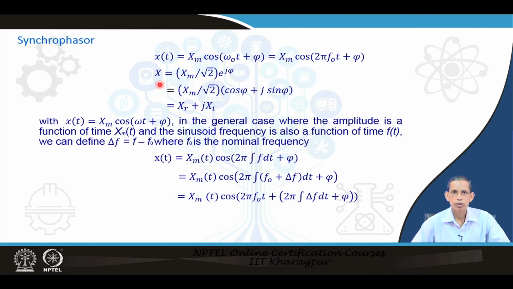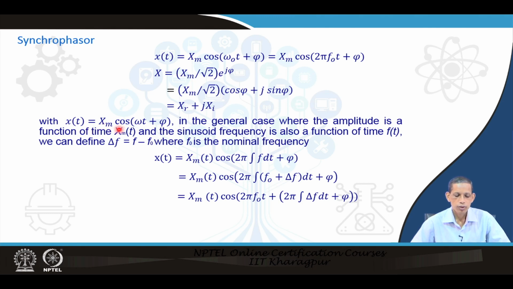We did not bother much about the accuracy of the different protection elements, because our main concern was speed. Let us see this x(t) signal represented as X_m cos(omega t + phi), where omega_0 = 2 pi f_0 corresponds to the nominal frequency. Then we represent the corresponding phasor as X_m upon root 2 e to the power j phi, and we divide it into real and imaginary parts, cos phi plus j sin phi. So we have X_r plus j X_i for this X phasor, a real part and an imaginary part.